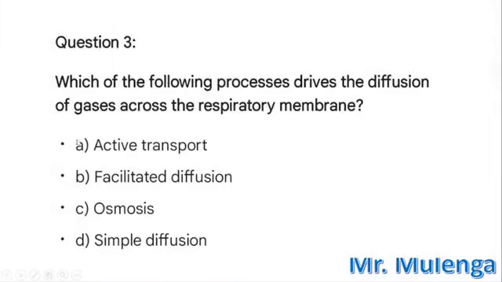So here is our question 3. Which of the following processes drives the diffusion of gases across the respiratory membrane? A. Active transport, B. Facilitated diffusion, C. Osmosis, D. Simple diffusion. So we are looking at the process that is able to drive the diffusion of gases across the respiratory membrane, and that process is the simple diffusion. So we just see the diffusion of oxygen and the carbon dioxide, okay, between the lungs and the bloodstream. So oxygen will be going in and carbon dioxide will be diffused out of the blood. So our correct answer here is D.